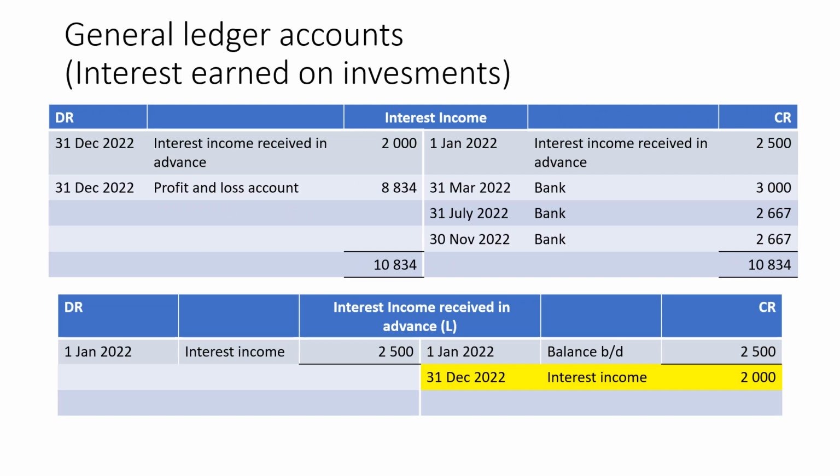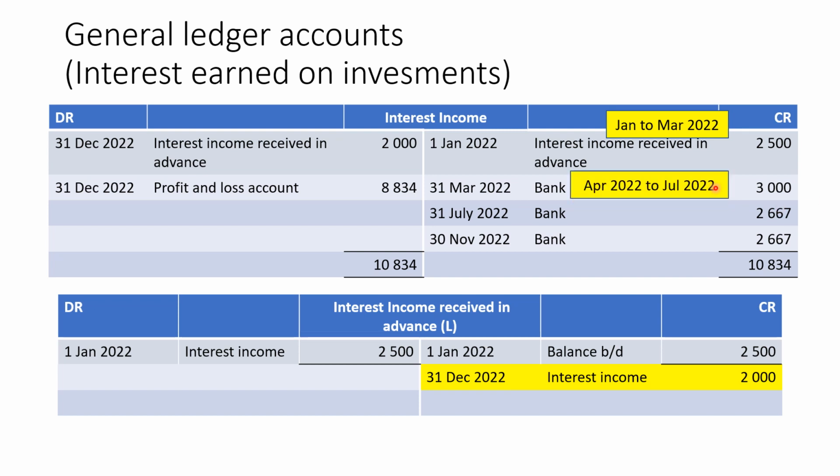So this is what the general ledger accounts would look like if we have an investment on which interest is being earned. On the interest income account on the credit side, last year we received this 3 months interest, but at the end of last year we would have taken this out of the interest income account and showed it as interest income received in advance. Then the beginning of this year, we reversed that back into interest income. So that's the interest income for January to March.